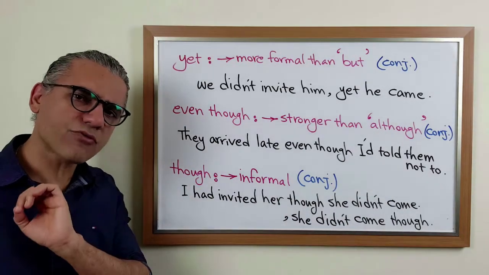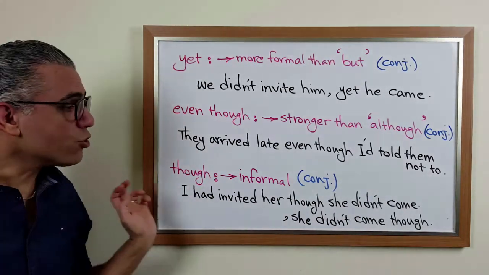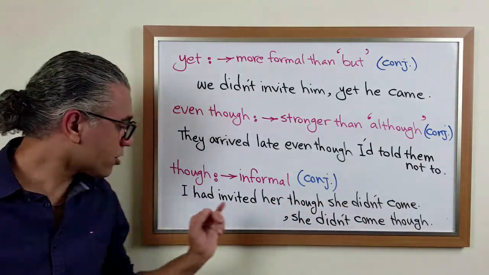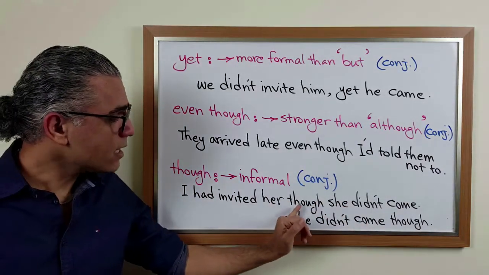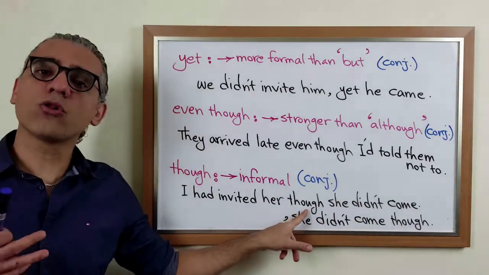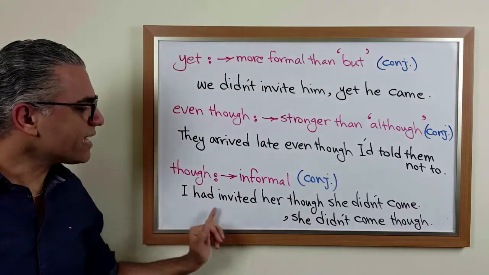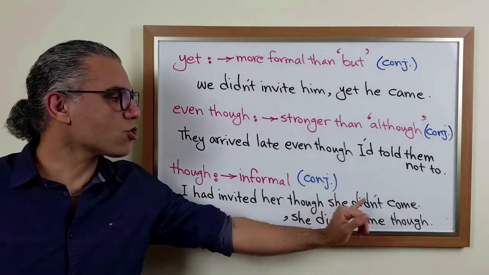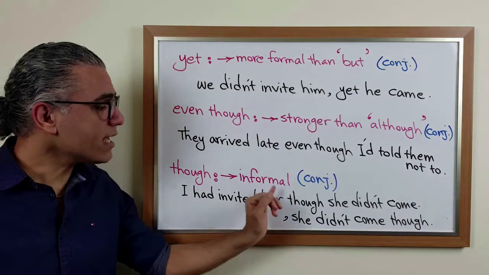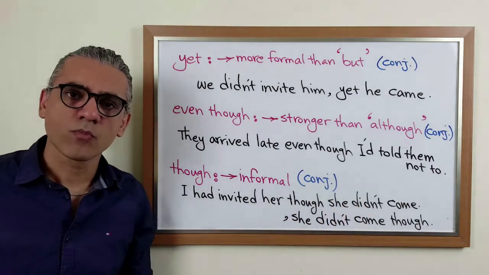Remember, there is one difference between though and although. You could bring though at the end of the sentence. Look, I had invited her, though she didn't come. In this example, you could use although instead of though. It could be, I had invited her, although she didn't come. Or you could simply say, I had invited her even though she didn't come.